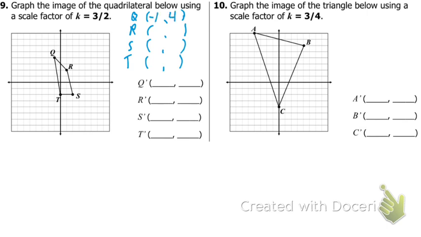So Q is at -1, 4. R is at 1, 2. S is at 2, -2. And T is at 0, -2. Is that correct? We're back to the normal graph.